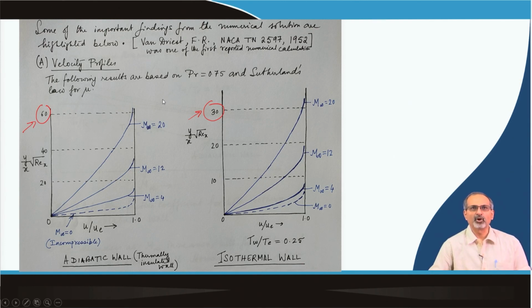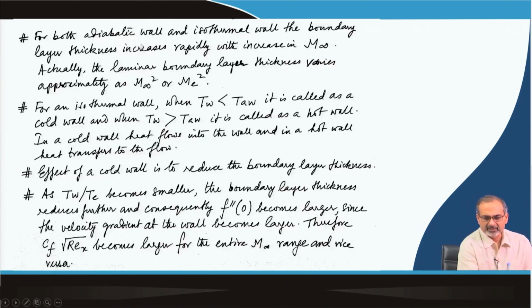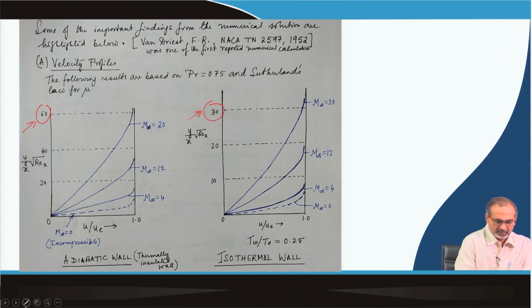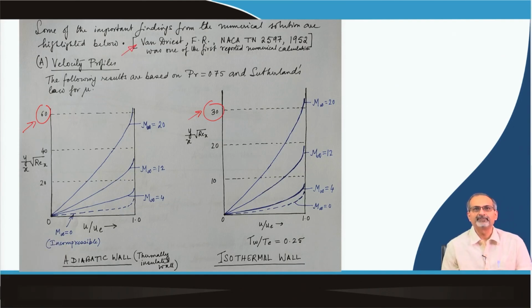Here we are showing two plots which were first reported in a work by Van Driest, who is a very big name in this domain of compressible boundary layer theory for flat plate, and it came as long back as 1952, which is nearly 70 years back, where one of the first reported numerical calculations of the boundary layer profiles was available. And we begin the discussion by looking at the velocity profiles.